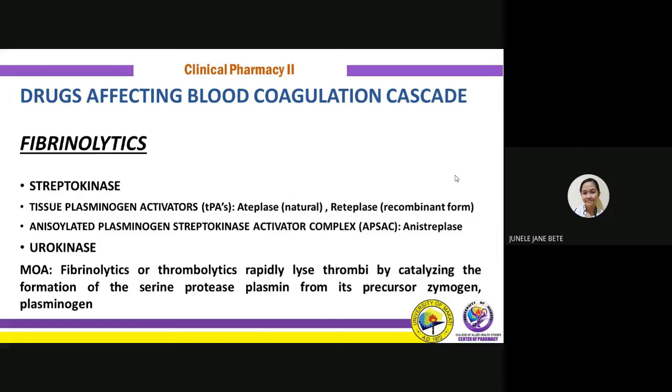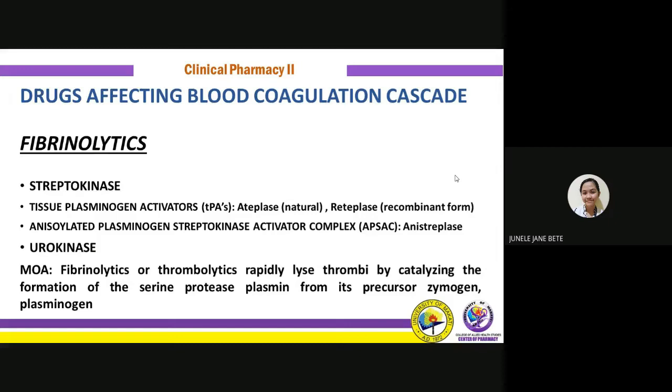Fibrinolytics rapidly lyse thrombi or thrombus by catalyzing formation of the serine protease plasmin from its precursor, zymogen plasminogen. So basically you just activate the inactive plasminogen to its active form, which is plasmin, which causes fibrin to lyse.